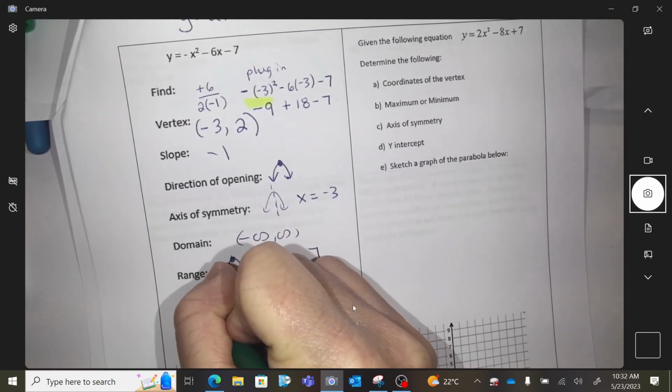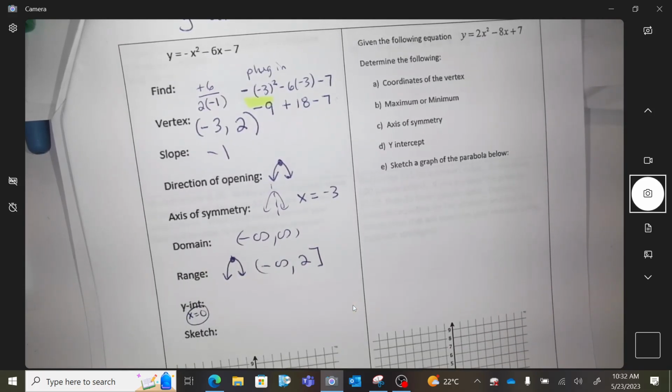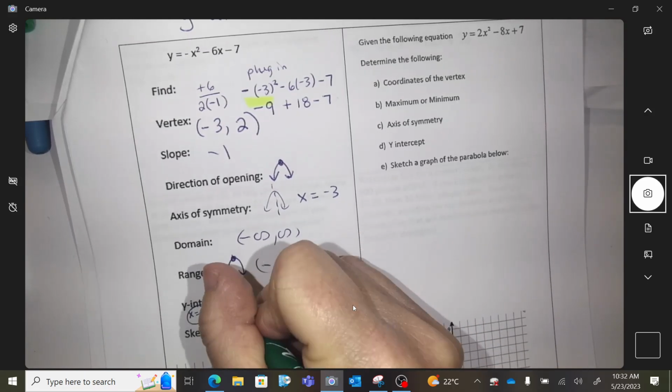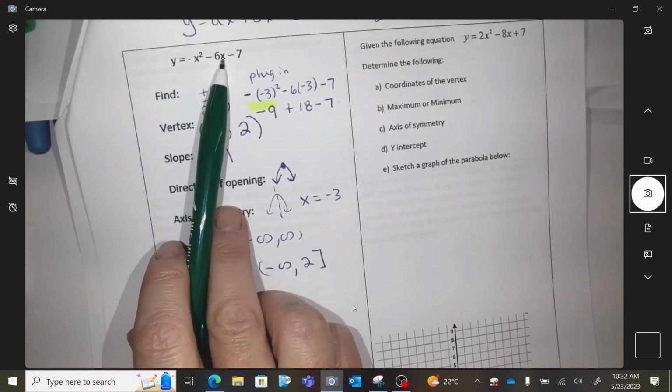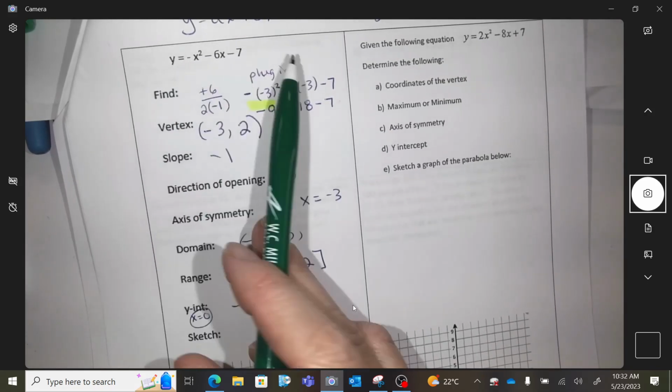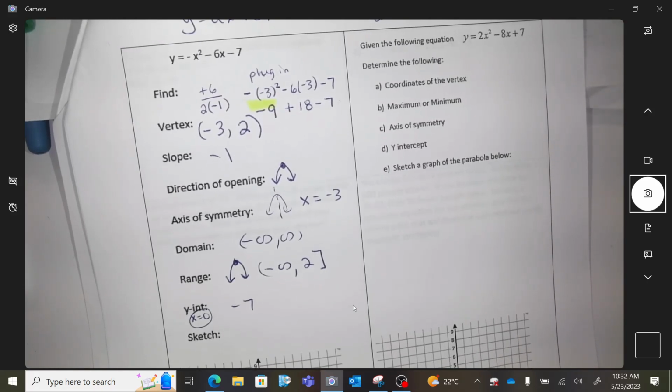So for the y-intercept, we're going to make the x 0, and then we should get that number like that fast. If x is 0, boom, what do you come out with? Negative 7. If x is 0, this is all 0, this is all 0, subtract 7. Okay, the sketch.